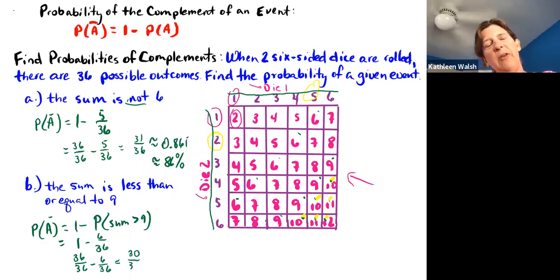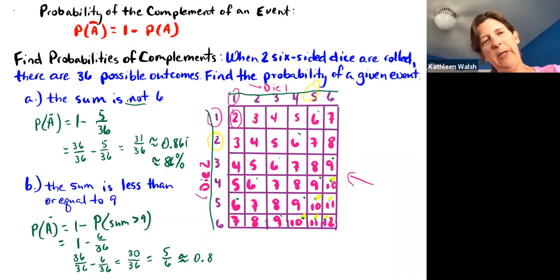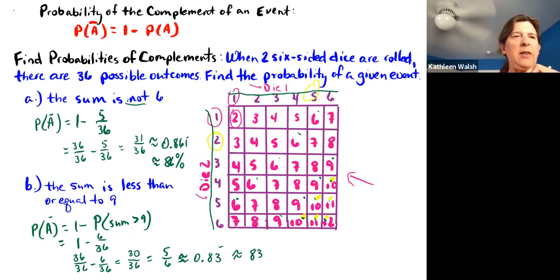Or I could reduce that using 6 as my common factor, 5/6. And if I want to change that to a decimal, 5 divided by 6 is about 0.83. We get that continuous 3, so it's about an 83% chance that the sum is less than or equal to 9. And we just solved it by using complements.